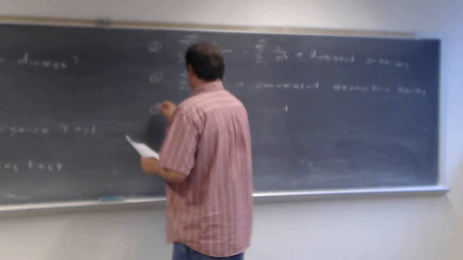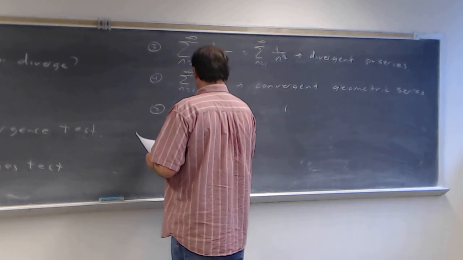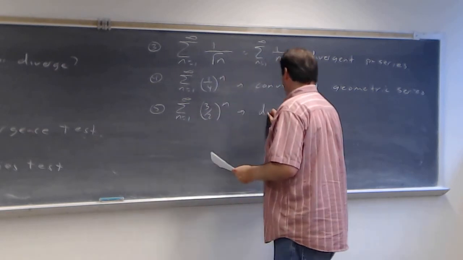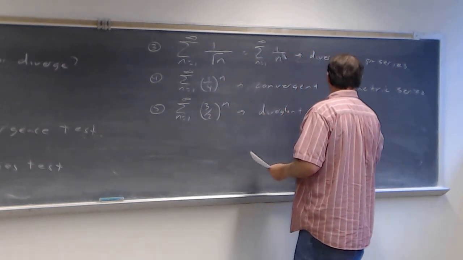And another example, I look at the sum as n runs from 1 to infinity of 3/2 raised to the n. This is a divergent geometric series.